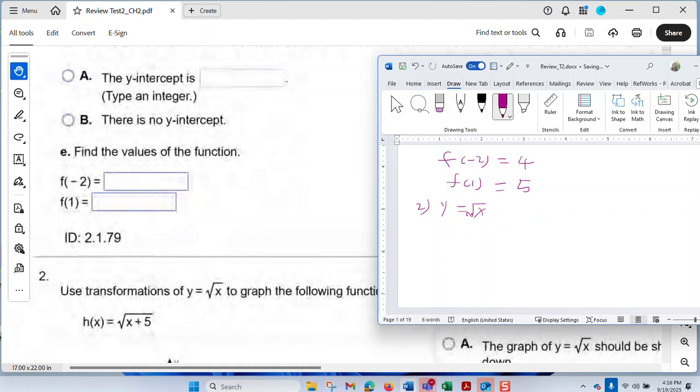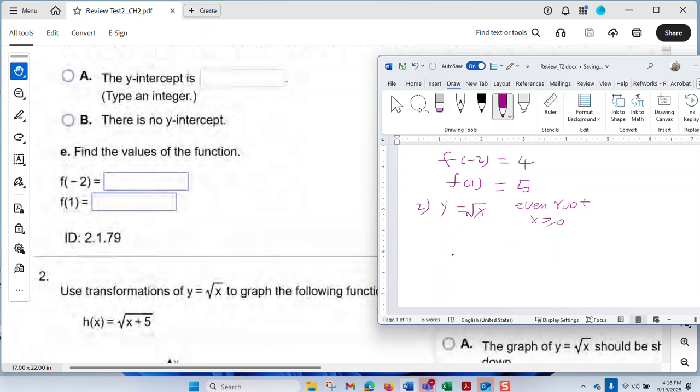So look at this one right here. This is under the square root. Square root is called an even root. Even root means everything under the root has to be greater than or equal to 0. All right, so we call this the radicand. The radicand has to be positive or at least 0, right?